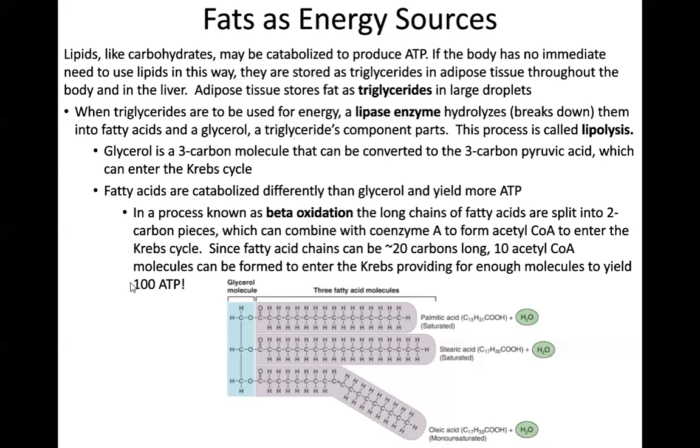which means that we can get a whole bunch of energy. Okay. So let me read this. Since fatty acid chains can be around 20 carbons in length, 10 acetyl-CoA molecules or so can be formed entering the Krebs cycle, providing enough molecules to yield 100 ATP. So we can get a whole bunch of energy from one molecule of a triglyceride compared to the 36 or 38 from that just singular glucose.